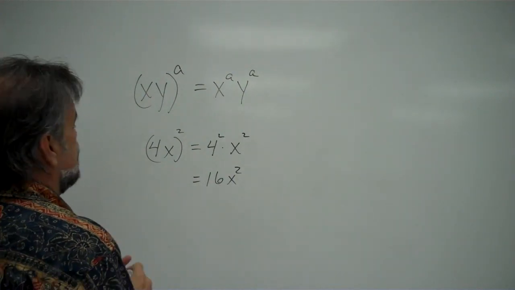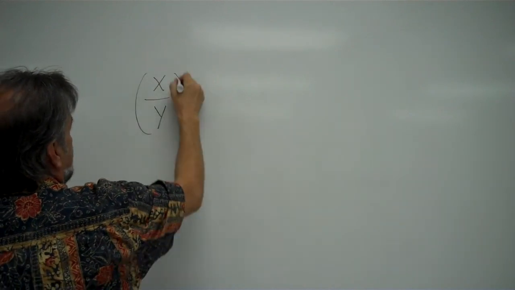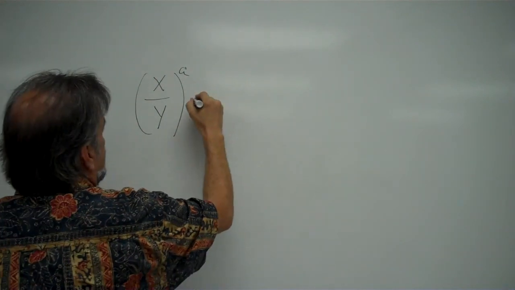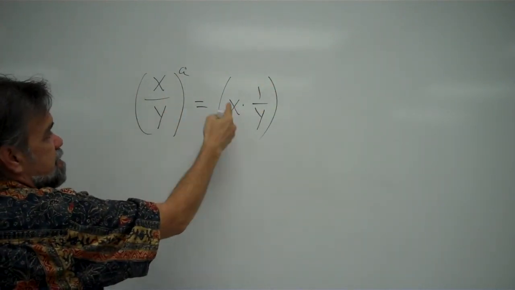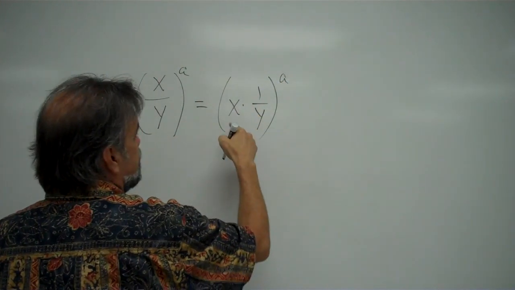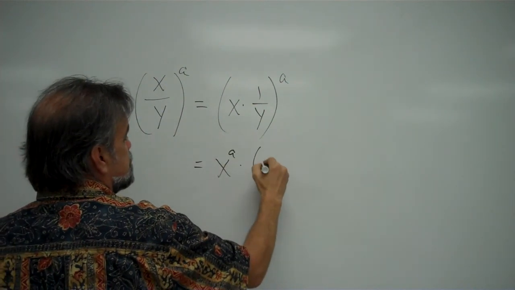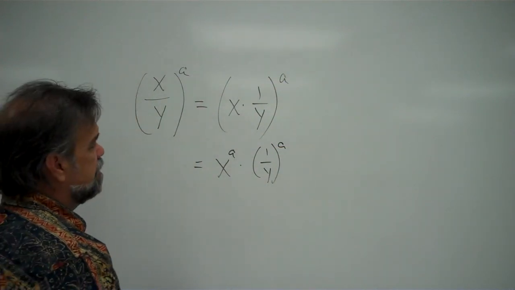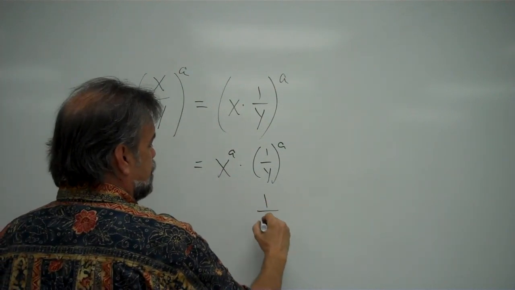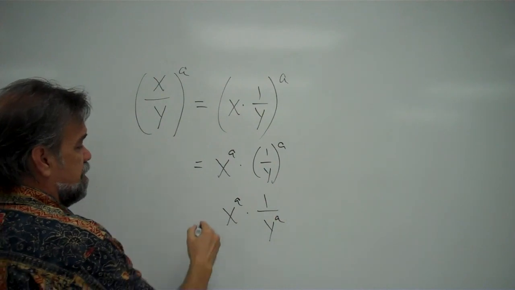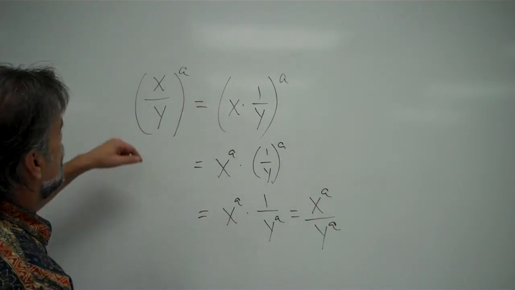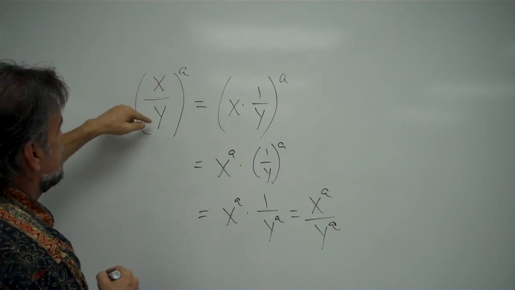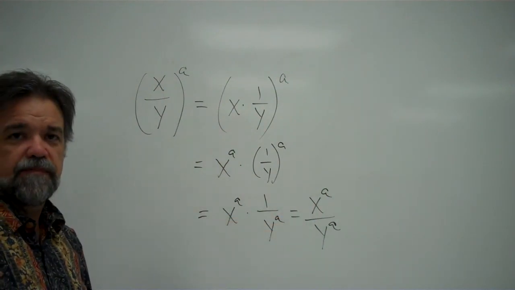Last rule. Last rule states, very similar to our next to last rule, what if I have x over y taken to a power? I think you know what this is already. x over y, is that the same as saying x times 1 over y? I mean, dividing by a number is the same thing as multiplying by its reciprocal. And I know what to do with this. This is like saying x to the a times 1 over y to the a. And so what does that give me? It gets me x to the a over y to the a, which is fairly intuitive, I believe. All I'm saying is I can split this up and say this equals x to the a power divided by y to the a power. All right? That's our last rule.